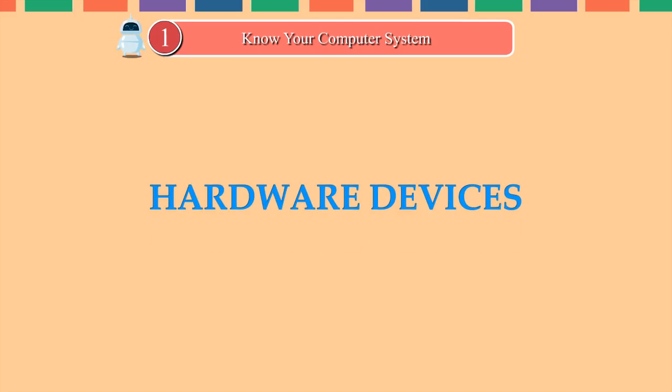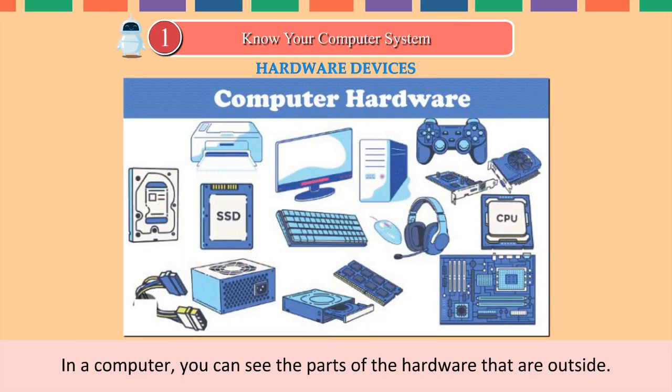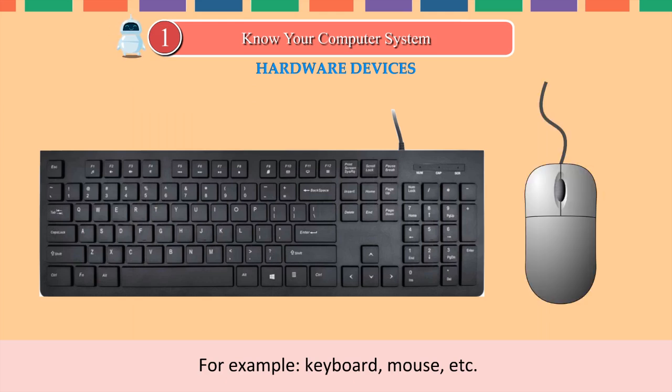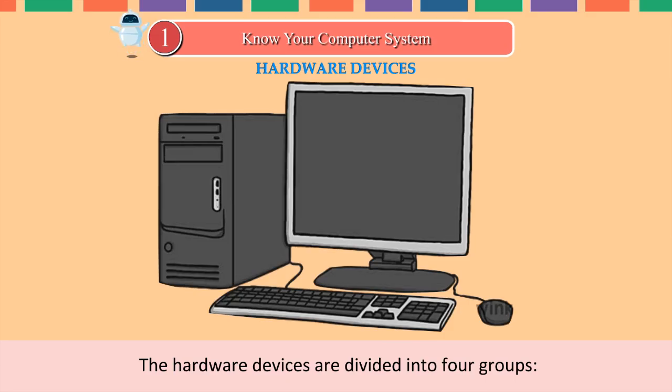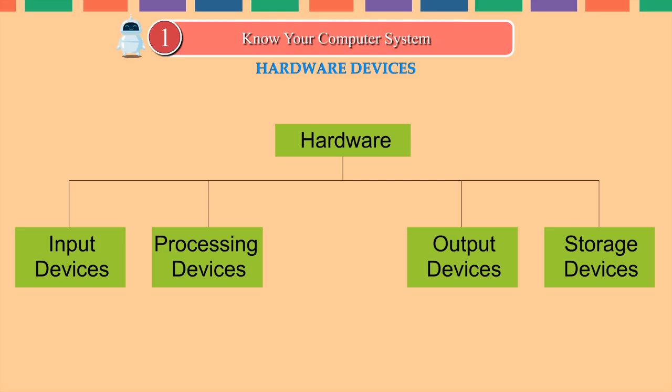Hardware devices. All the physical parts of a computer that you can see and touch are called hardware. In a computer, you can see the parts of the hardware that are outside. For example, keyboard, mouse, etc. The hardware devices are divided into four groups: input devices, processing devices, output devices, storage devices.